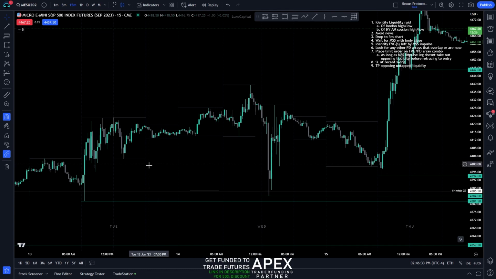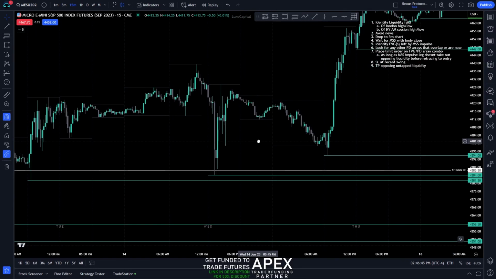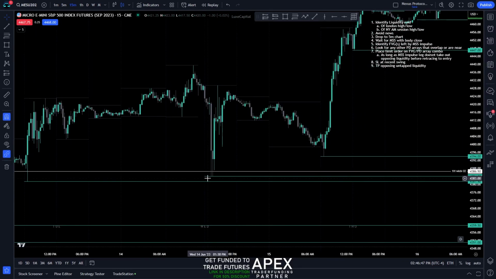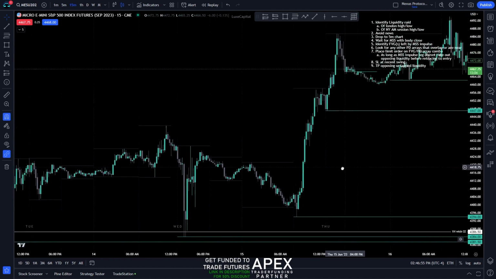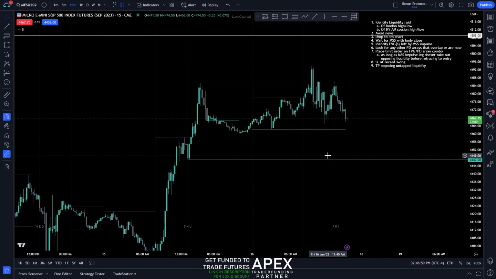So the first thing that you'll be doing is drawing your vertical lines at midnight, 7 a.m., 1 p.m., 7 p.m., and then in those sessions, mark your highs and lows of each session and leave the untapped areas a brighter color to indicate they haven't been taken yet. They're still valid levels.